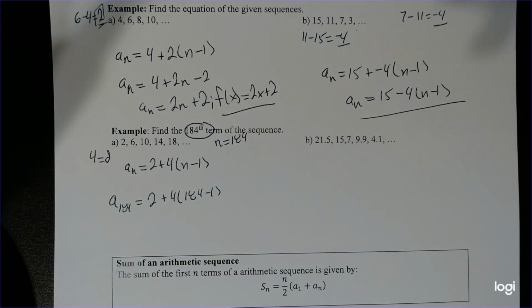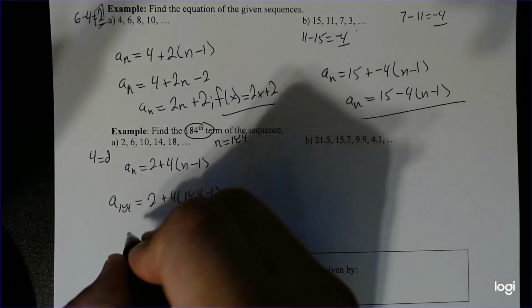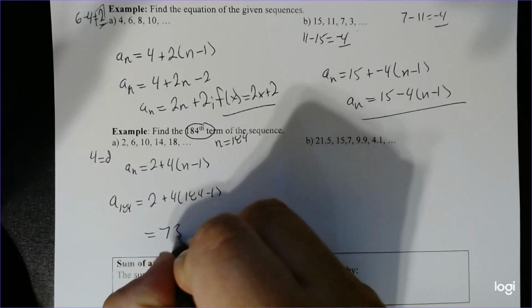Now we just use a calculator to figure out what we get at the very end. So we should get 734.